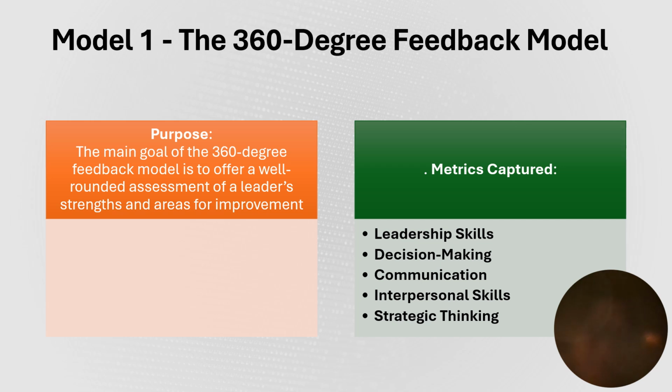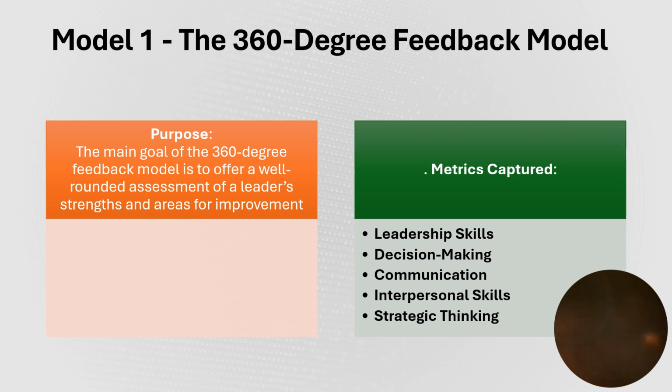The metrics captured are, as a leadership skill, the ability to inspire and guide teams, set the vision, and lead by example. When speaking about decision-making, it looks at leaders' effectiveness in making timely and informed decisions, along with communication, on how well they communicate with their team members, peers, and patients. The leader's interpersonal skills are the ability to build relationships and manage conflicts. So when strategically thinking, it looks at leaders' ability to think critically and make decisions that align with the organization's long-term goals.